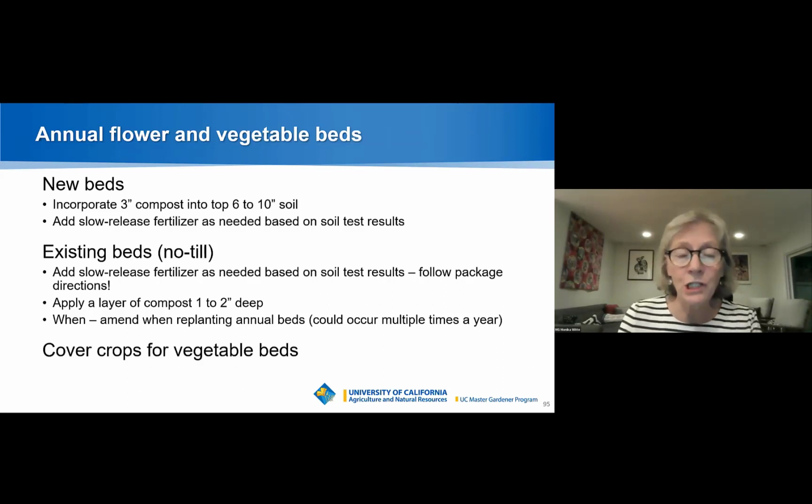Also, if you're planting a vegetable bed and the bed is going to be bare for a season, maybe right now you're pulling out your tomato plants and your other summer vegetables and you're ready to just take a rest for the season, it's really a good idea to put a cover crop in to provide some roots that are living in the soil, and also some good healthy biomass in the soil. So cover crops are a really good idea. There are some more specifics for annuals and vegetable beds, and actually for all of the action plans in the handout.